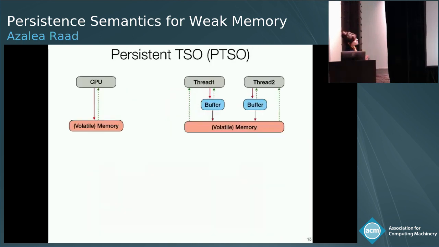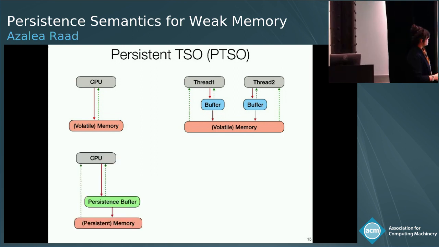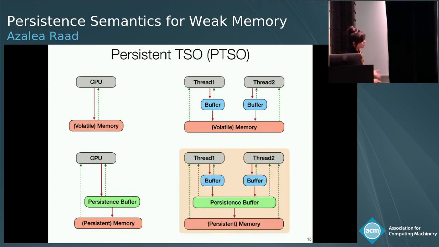Now we want to take this TSO model and add epoch persistency on top of it. From our simplified sequential hardware, we went to TSO by adding multiple threads, with each thread having its own local buffer. We now want to take our sequential epoch persistency hardware and add it on top of TSO. So what should this look like? It's actually very simple. Again, we have multiple threads, and each thread has its own local buffer. Additionally, we have a persistence buffer shared between all of them, in front of the main memory.